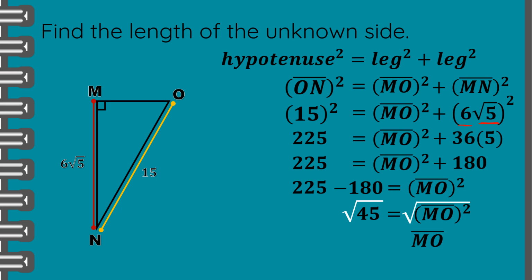Since 45 is not a perfect square number, then we think of the highest perfect square factor of 45. That is actually 9. So 45 divided by 9 is equal to 5. That's why we have square root of 9 times 5. So square root of 9 now is equal to 3, and square root of 5 is equal to the square root of 5. That leads us to the length of segment MO, which is equal to 3 square root of 5 units.